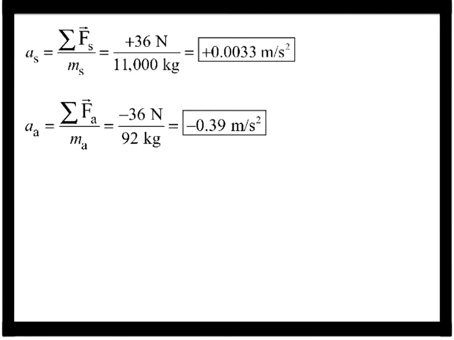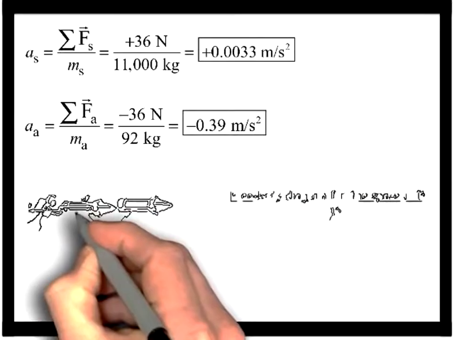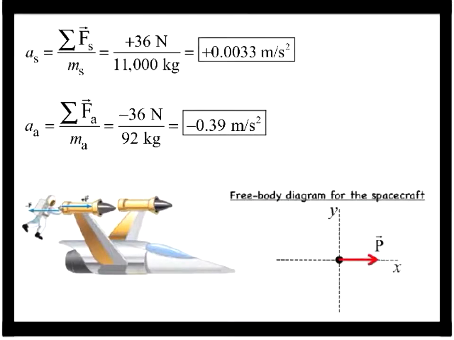We should note that each force in an action-reaction pair acts on a different object. So if we were to draw the free body diagram for the spacecraft, for example, only the force plus P would appear in the diagram, and not minus P, which acts on the astronaut.